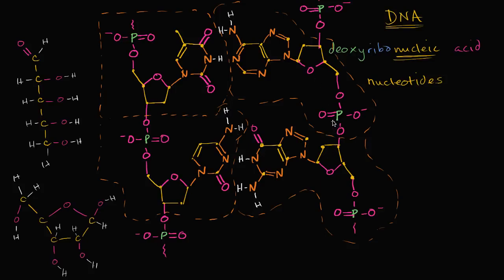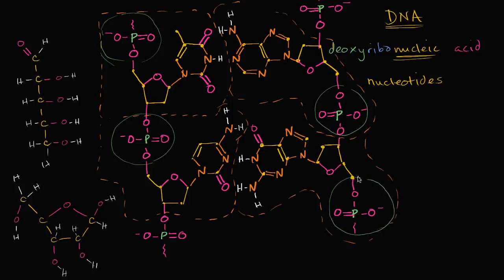Now let's think about the different pieces of that nucleotide. The one thing that might jump out at you is we have these phosphate groups. This is a phosphate group right over here. This is a phosphate group right over here. Each of these nucleotides has a phosphate group.